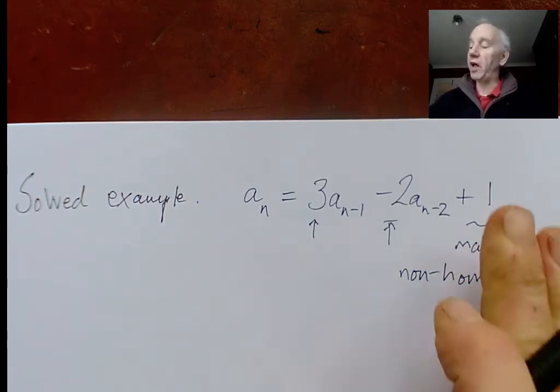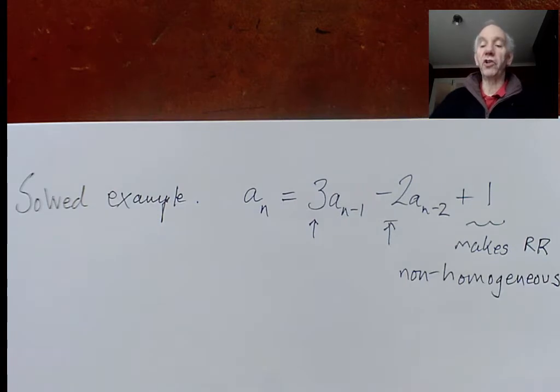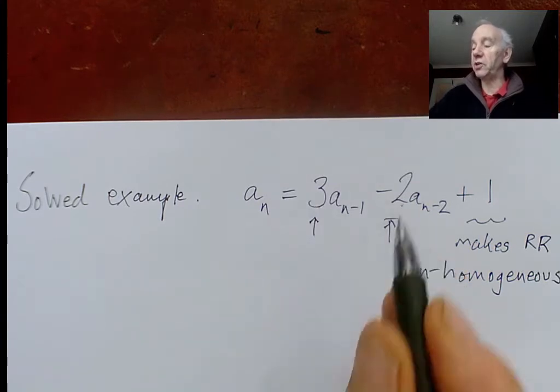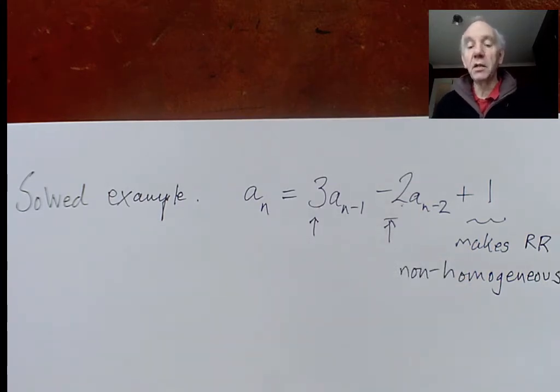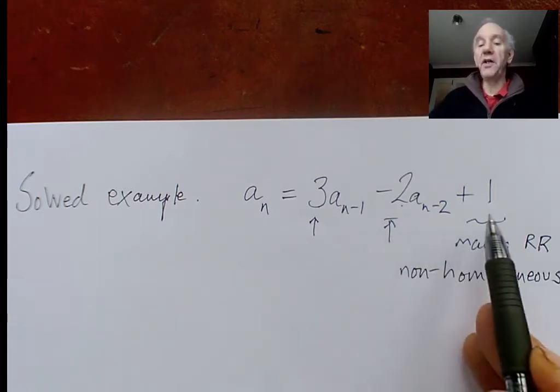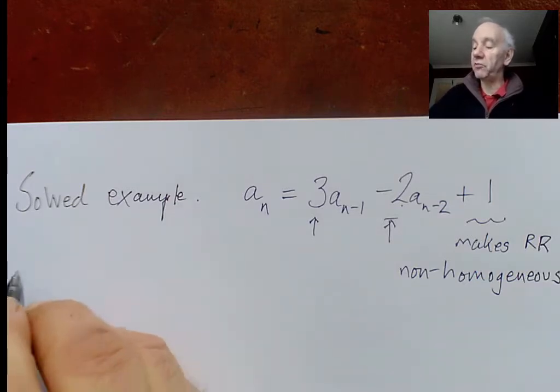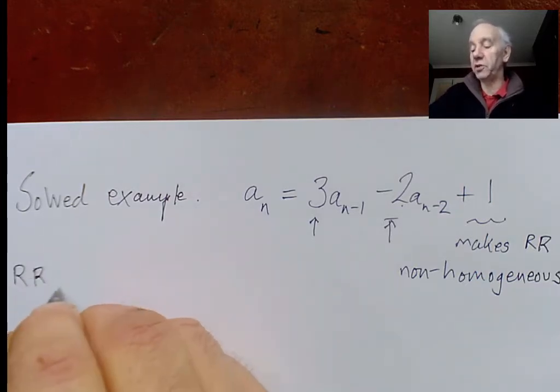The Fibonacci relation is homogeneous because there's no extra term, and this extra term could be a function of n. The coefficients are constants, but they could be functions of n. If they're functions of n, this is an example of what's called a linear recurrence relation. But because they're actually constant, this is a recurrence relation with constant coefficients.